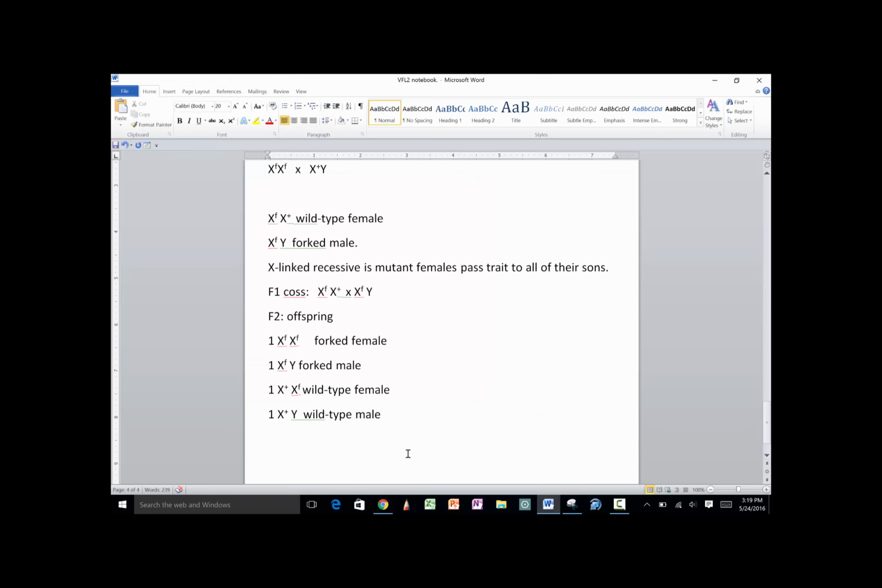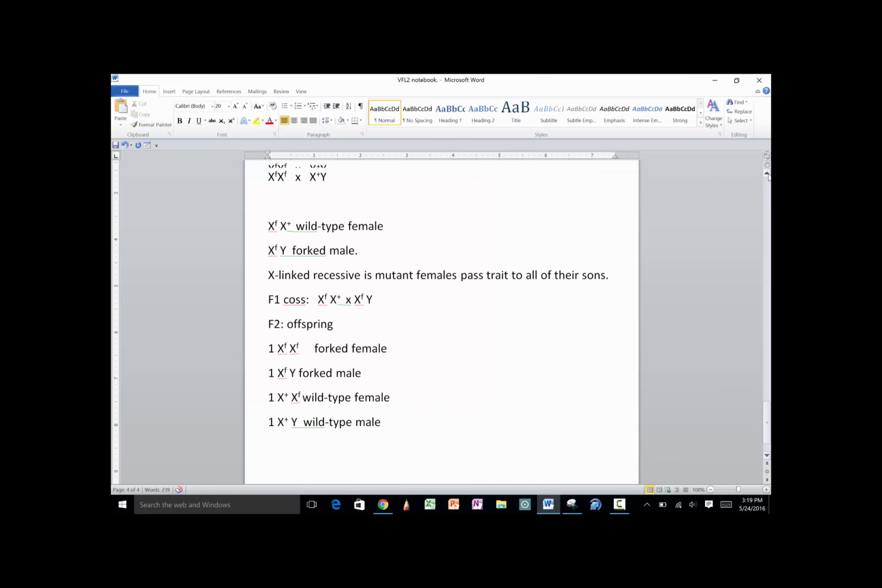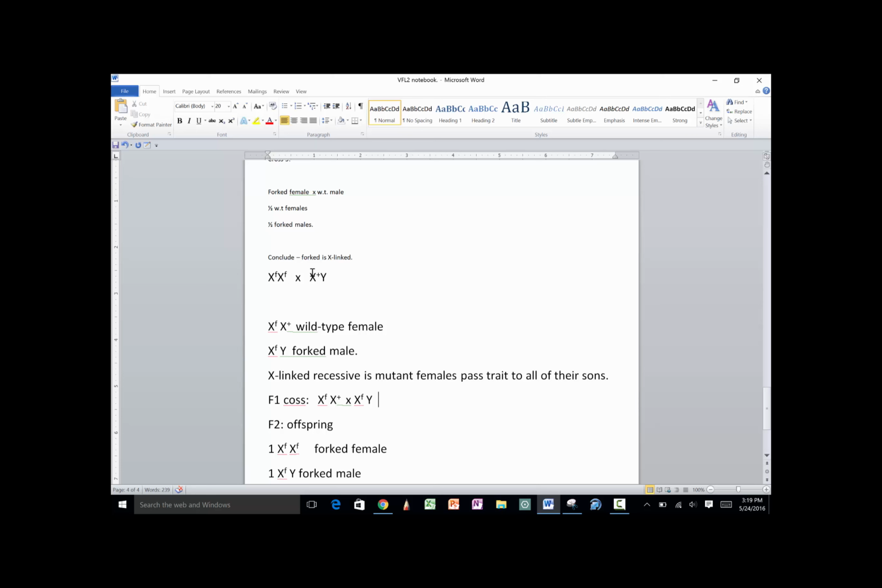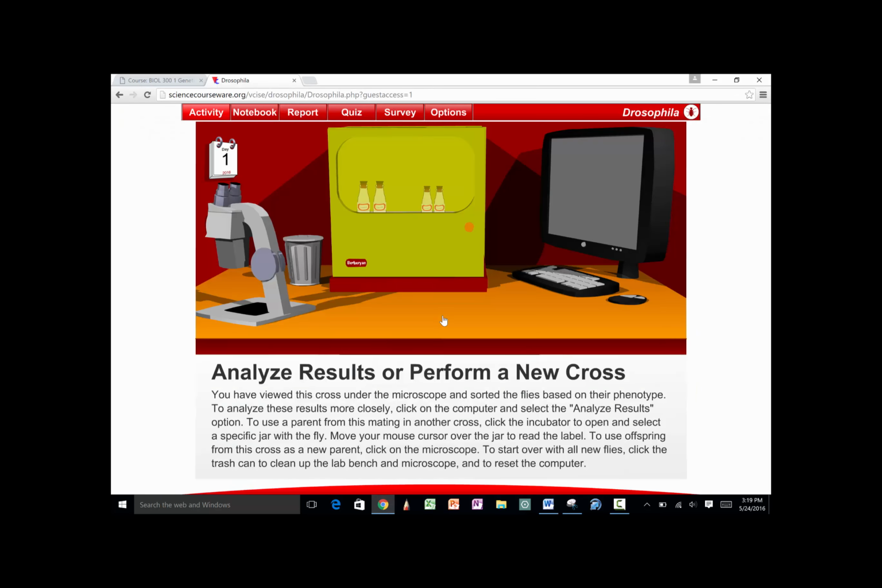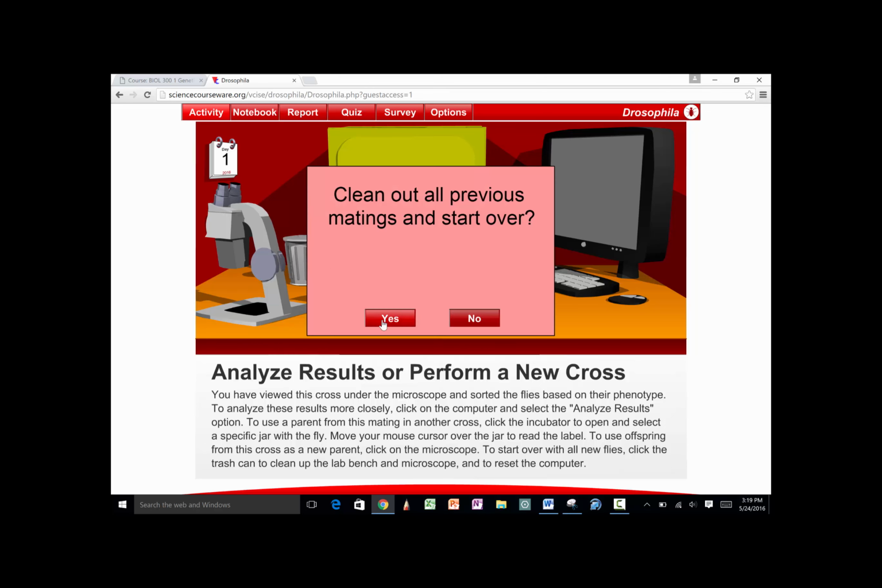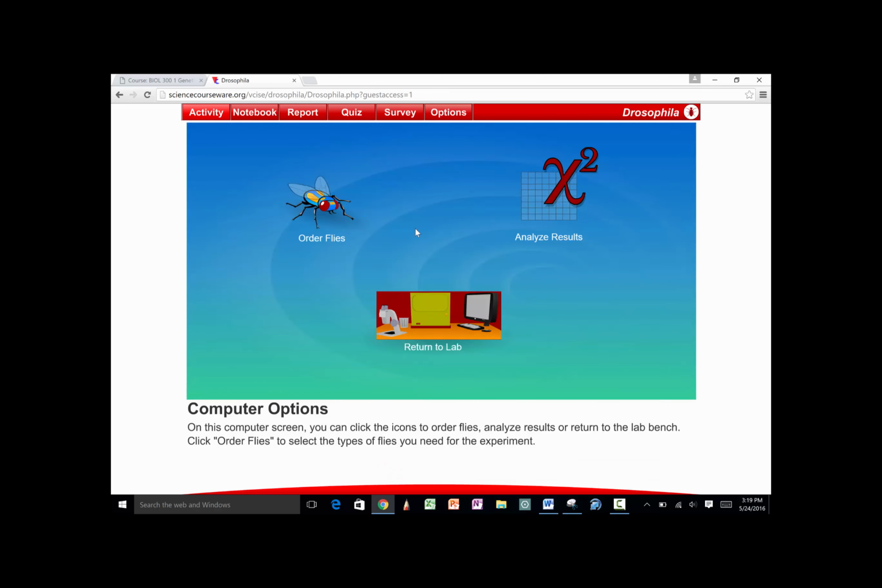And so that's just what we watched. So we took a homozygous forked female crossed to a wild-type male, and then we get all the males are forked and all the females are wild-type, and that's the difference. Okay? So now I'm not going to write it all down because that's kind of a pain. But I'm going to show you what happens if you do the other thing. So let's toss these guys away. And now let's do the cross the other way.